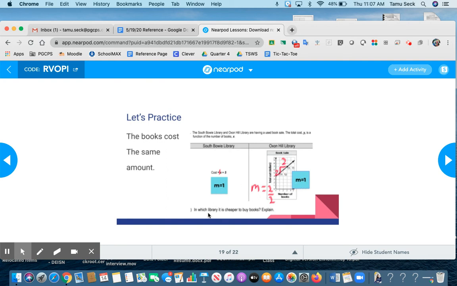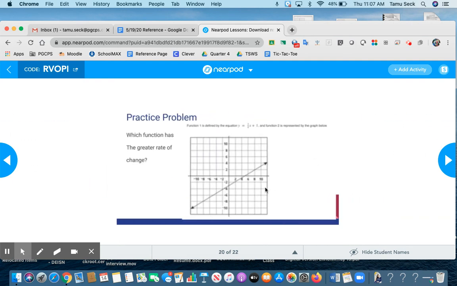So actually, in which library is it cheaper to buy a book? Well, it costs the same at South. They both cost $1 to buy a book. Which function has a greater rate of change? Please pause the video.